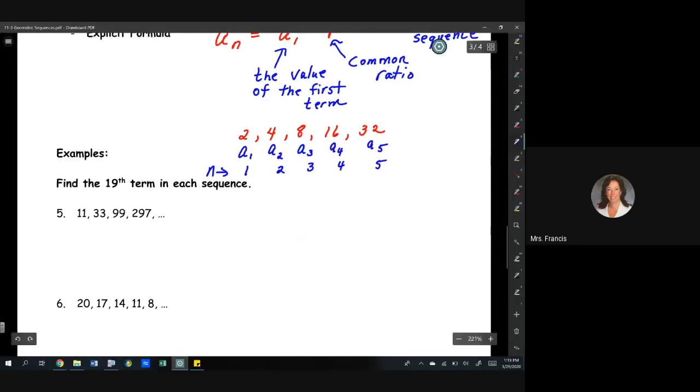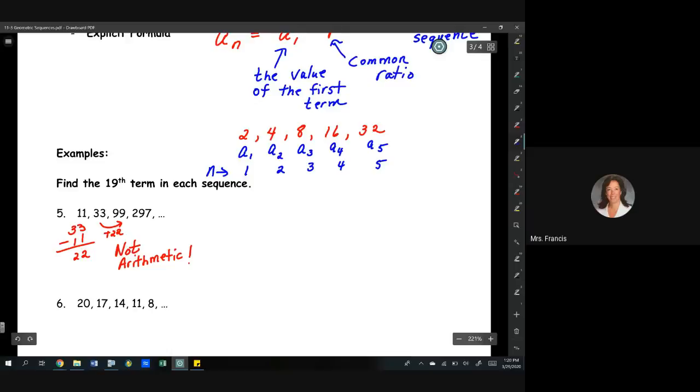So for 5 and 6, it says find the 19th term in each sequence. And be careful because they are not telling you whether or not we have geometric or arithmetic. So we need to figure that out. So we'll look at the common difference first and we'll see, do we have that? So if we do 33 minus 11, we're going to get 22. Are we adding 22 to get to the next term? So no, we are not. So it's not arithmetic. That helps us a little bit. So it must be geometric, but let's just confirm it.